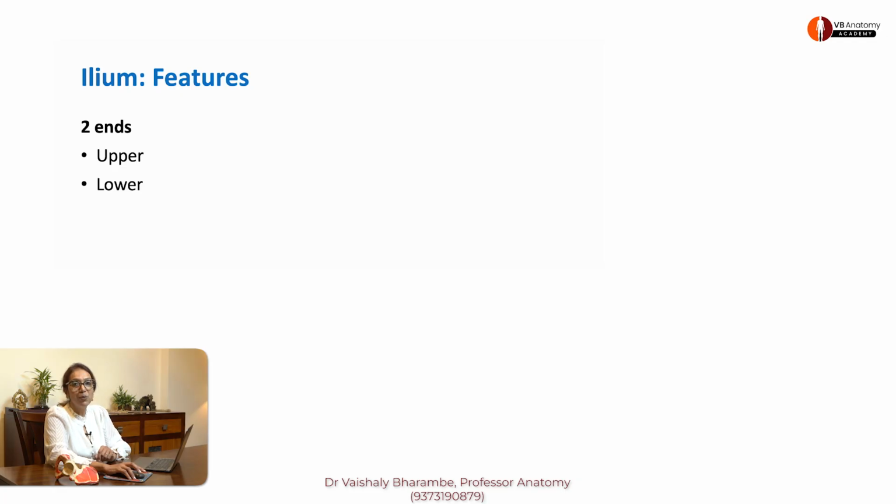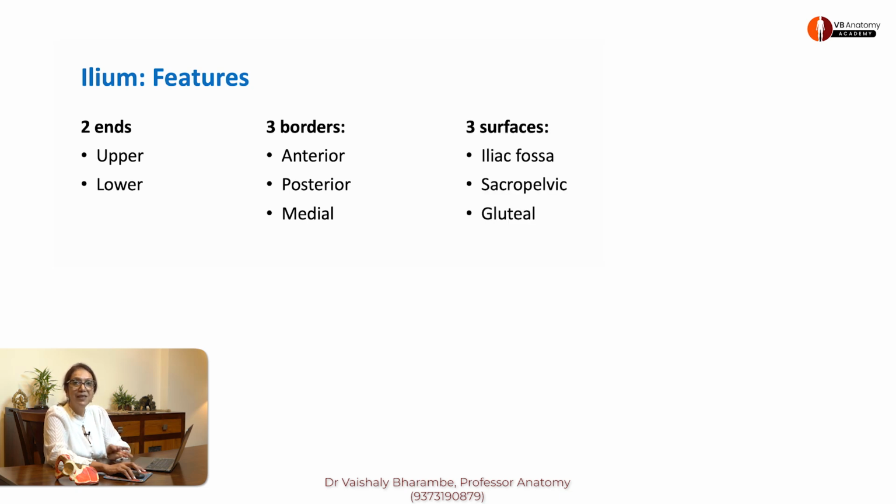But remember, identify your anterior superior iliac spine, identify your iliac crest. So we will now focus upon ilium. It has an upper end and a lower end. It has got three borders: anterior border, posterior border, medial border. It has got three surfaces: iliac fossa, sacropelvic, gluteal.